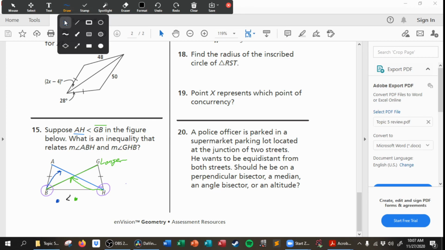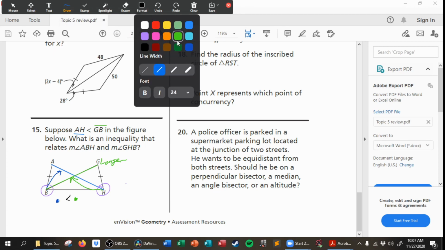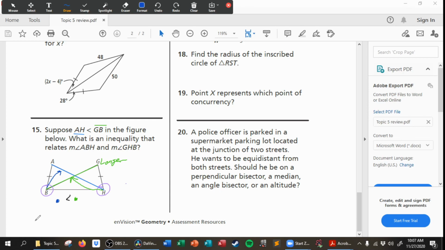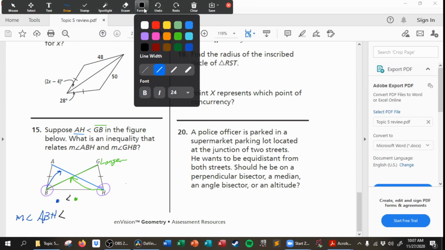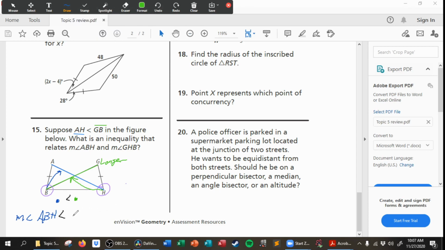So what I can do is come back in here and just rewrite this as blue, which is ABH. And of course, we're talking about the measures of these angles, is less than the measure of angle GHB.